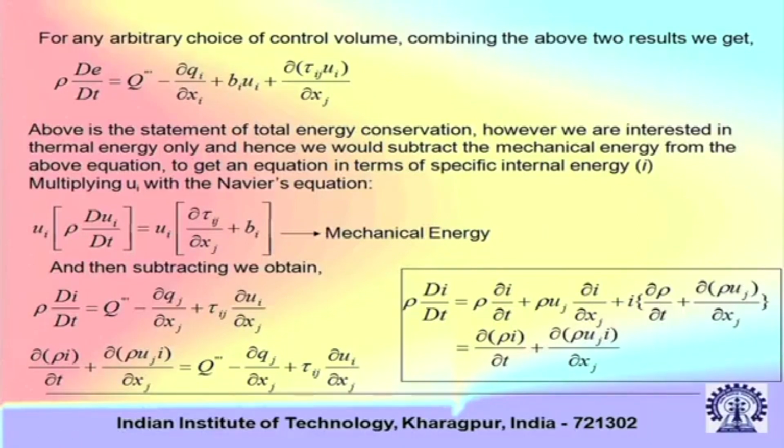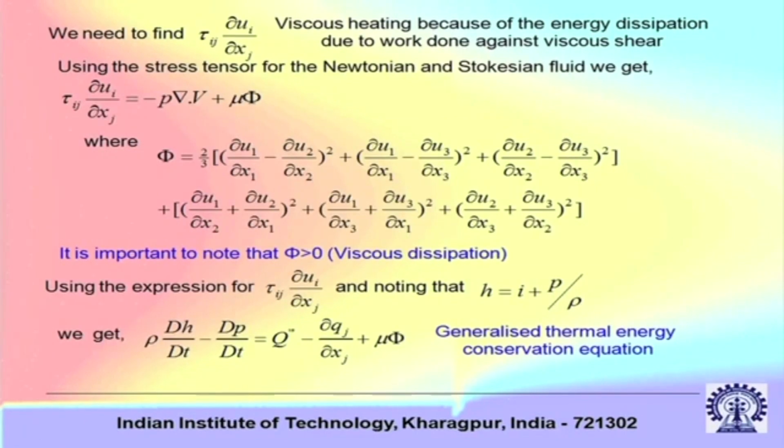Then we subtracted the mechanical energy conservation equation from this to get the governing equation in terms of the internal energy. In that equation we simplified a term which is because of viscous heating, energy dissipation due to work done against the viscous stresses. Once we calculated that, we figured out that the viscous dissipation term, given by mu phi in this expression, is always going to be positive. So, with this and transferring the internal energy to enthalpy, we have got the governing equation in this form.